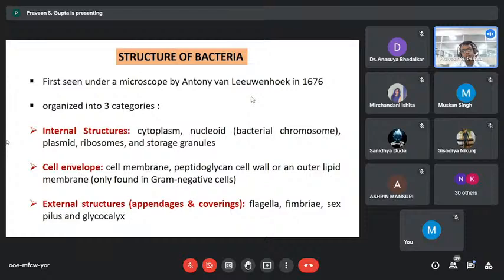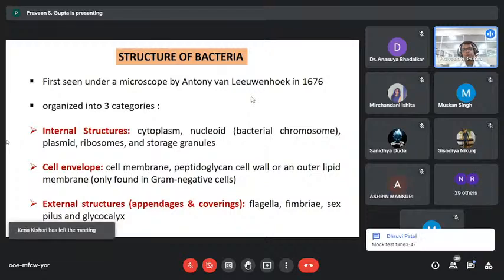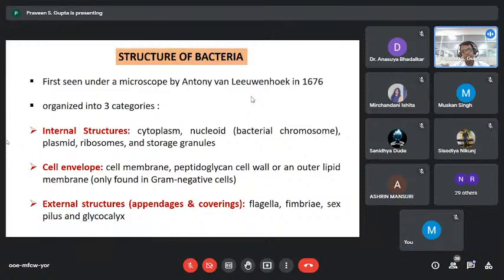The next part is the cell envelope of the bacteria. The cell envelope contains two or three layers. In gram-positive bacteria, it is two layers. Of course, the inner is the cell membrane and the next one outside is the cell wall, which is made up of peptidoglycan. If it is gram-negative bacteria, you will find three layers. The inner one is obviously the cell membrane. The next is the cell wall, which is a thin layer of peptidoglycan. And the third, the outermost layer, is the lipid membrane layer.